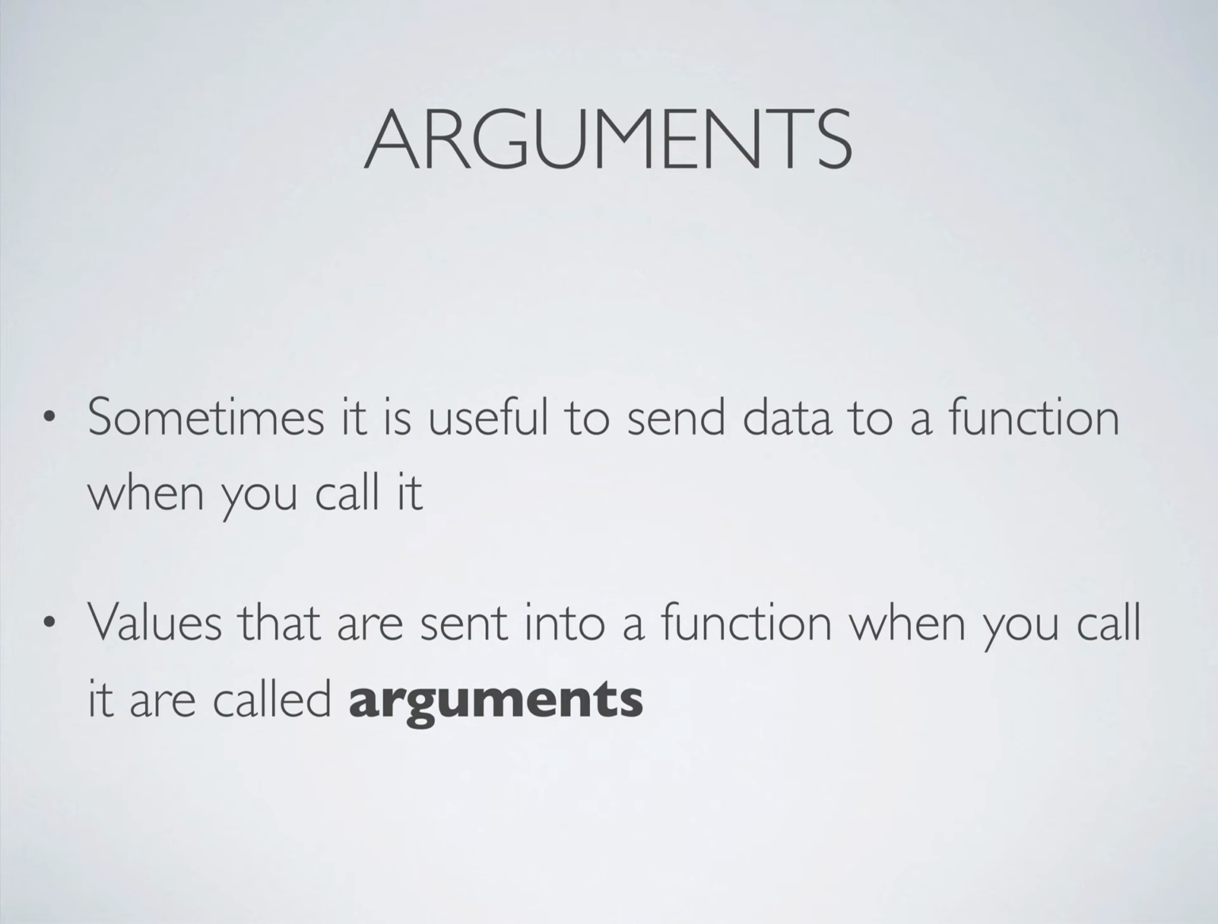So the idea behind arguments is that sometimes it's useful to send data, so values, variables, that sort of stuff, to a function when you call it. And again, since variables defined inside of a function only really exist inside of that function, this is the way to sort of bypass that. This is the way to send values into other functions. So the way you do that is, when you make a function call, values can be passed in as arguments. So values that are sent into a function when you call said function are called arguments.